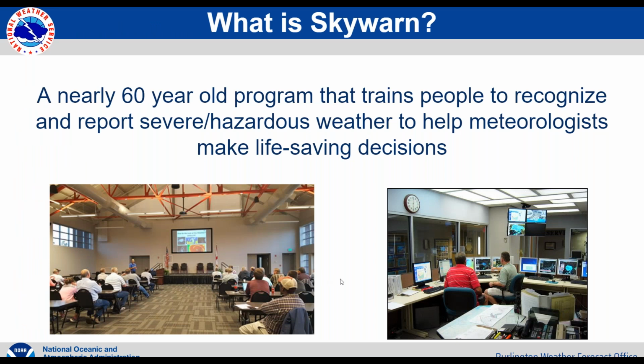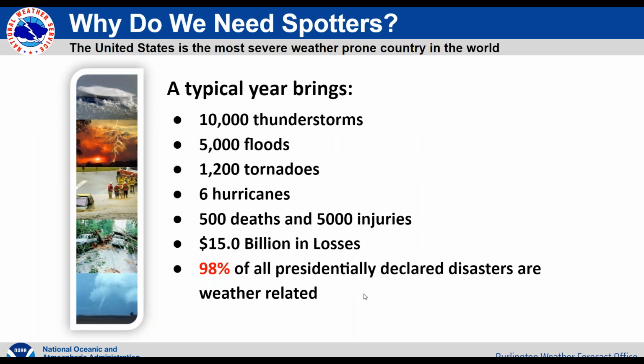So let's hop into what Skywarn is. Skywarn is a nearly 60-year-old program that trains people to recognize and report severe or hazardous weather to help meteorologists make life-saving decisions. This program initially began with amateur radio people in mind. They were the source group of how this got underway. Over time, it's expanded as we reach out to local communities to help you recognize and report severe and hazardous weather to keep yourself safe as well.